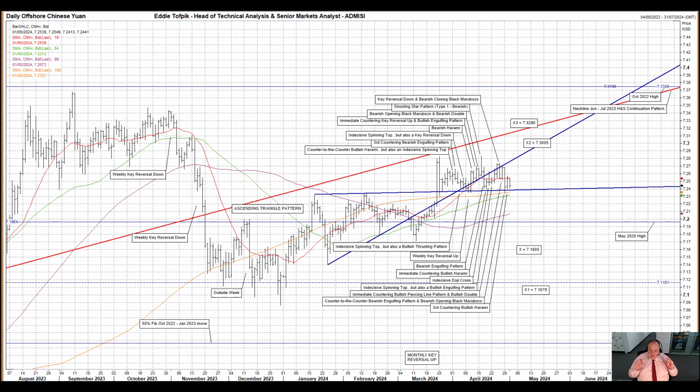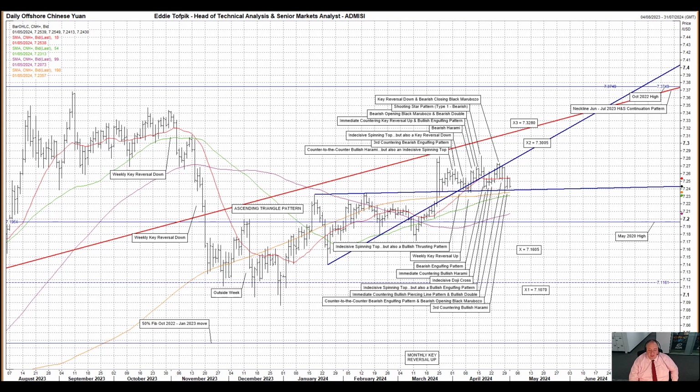Although I do not show it here on this chart, there are also monthly key reversals up in March in USD CNY, the spot onshore Chinese yuan, plus monthly key reversals up in March for the USD CNY 1 month NDF and 1 year NDF. All these are quite significant, especially if we have follow-ons, and this is where the rub is.